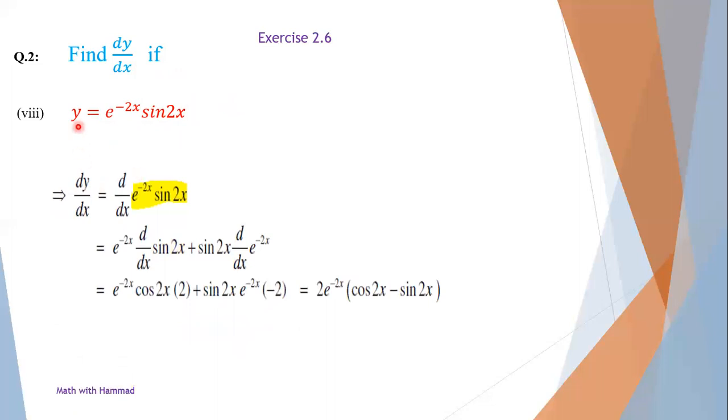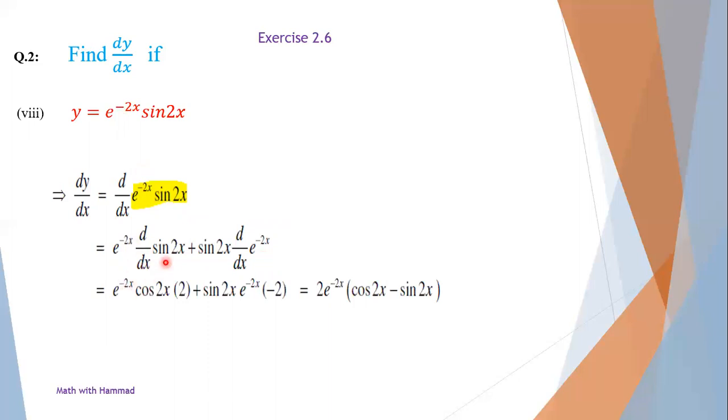So differentiate with respect to x. The left hand side is dy by dx, and the right hand side is d by dx of e raised to power minus 2x into sine of 2x. So we will use the product rule: e raised to power minus 2x as it is, derivative of sine 2x, plus sine 2x as it is, derivative of e raised to power minus 2x.